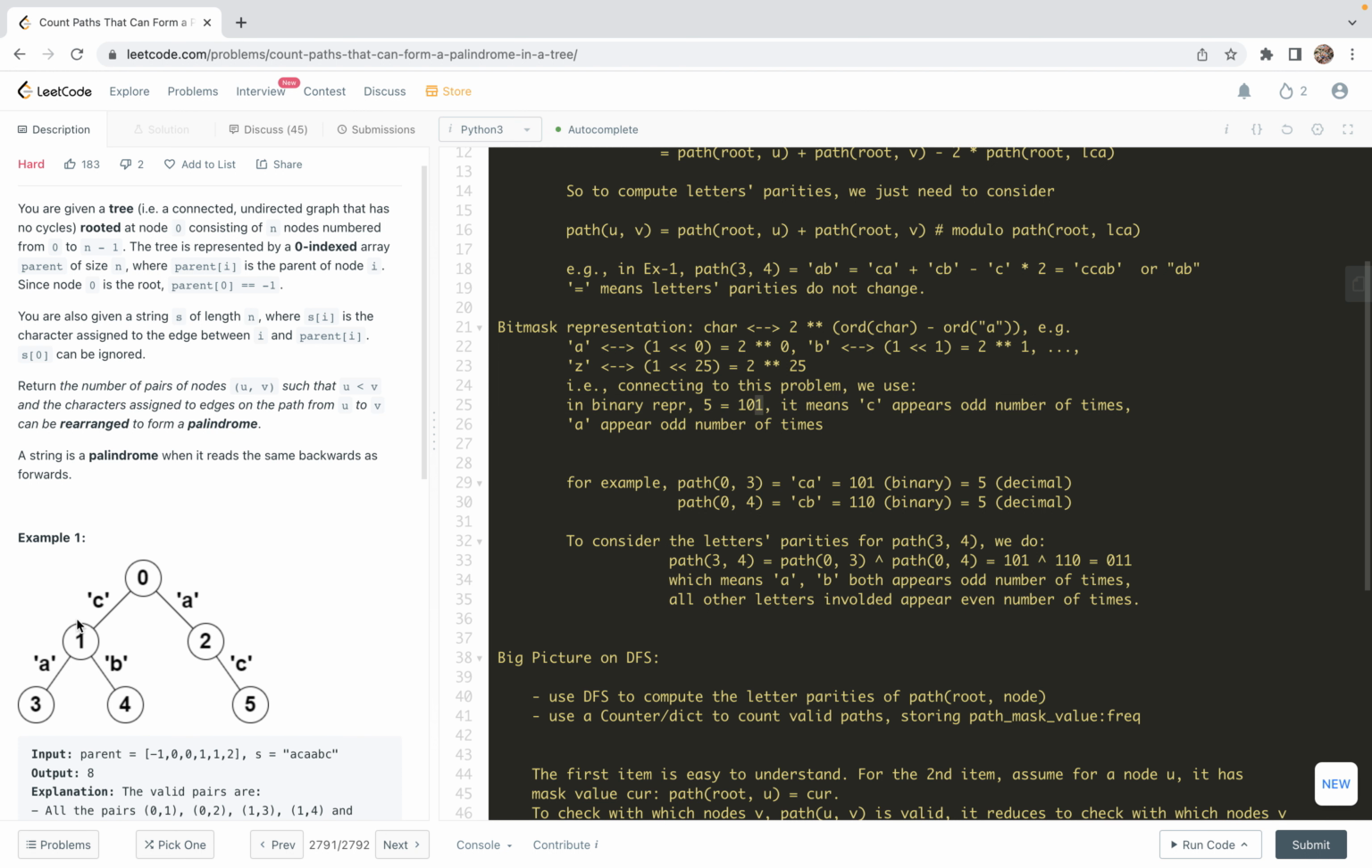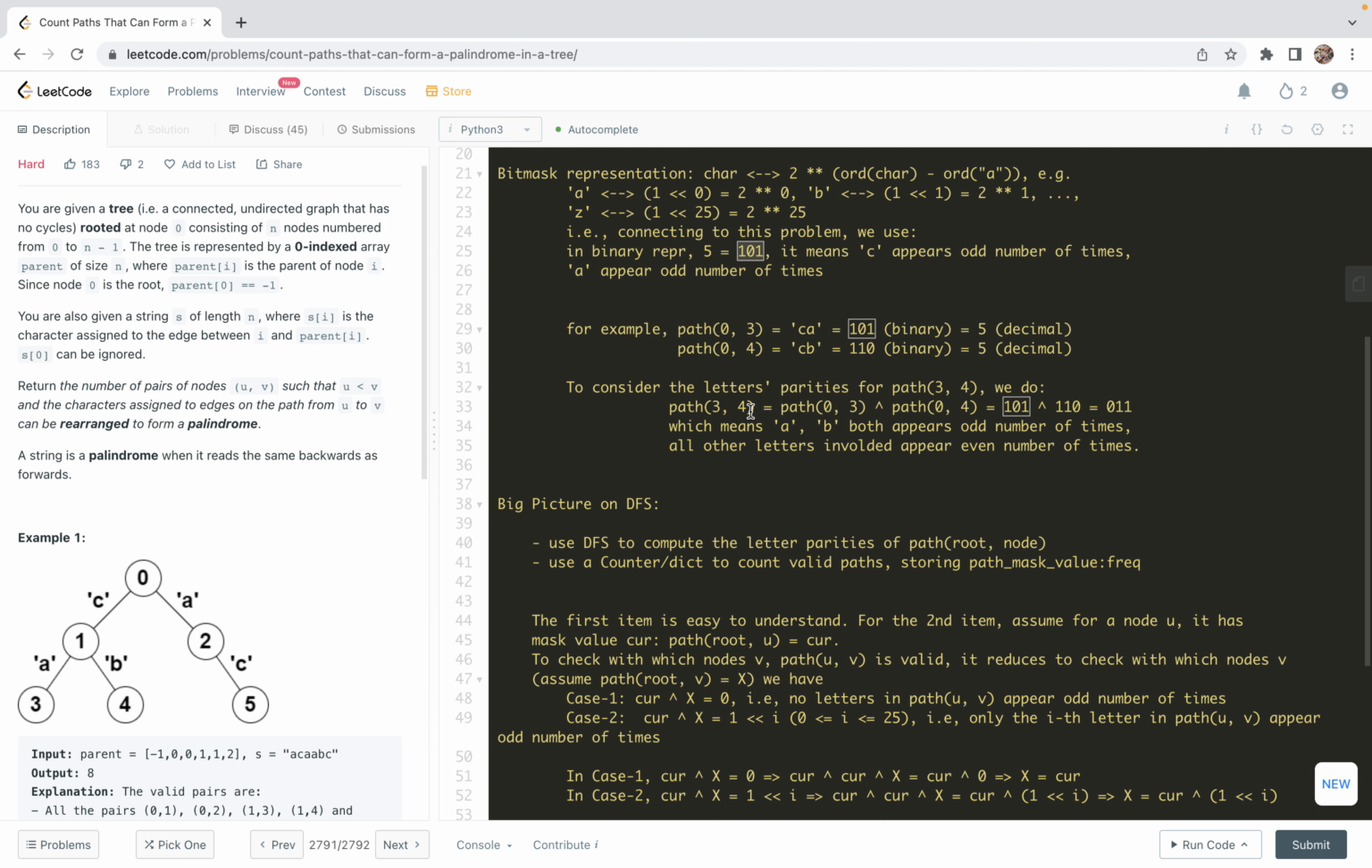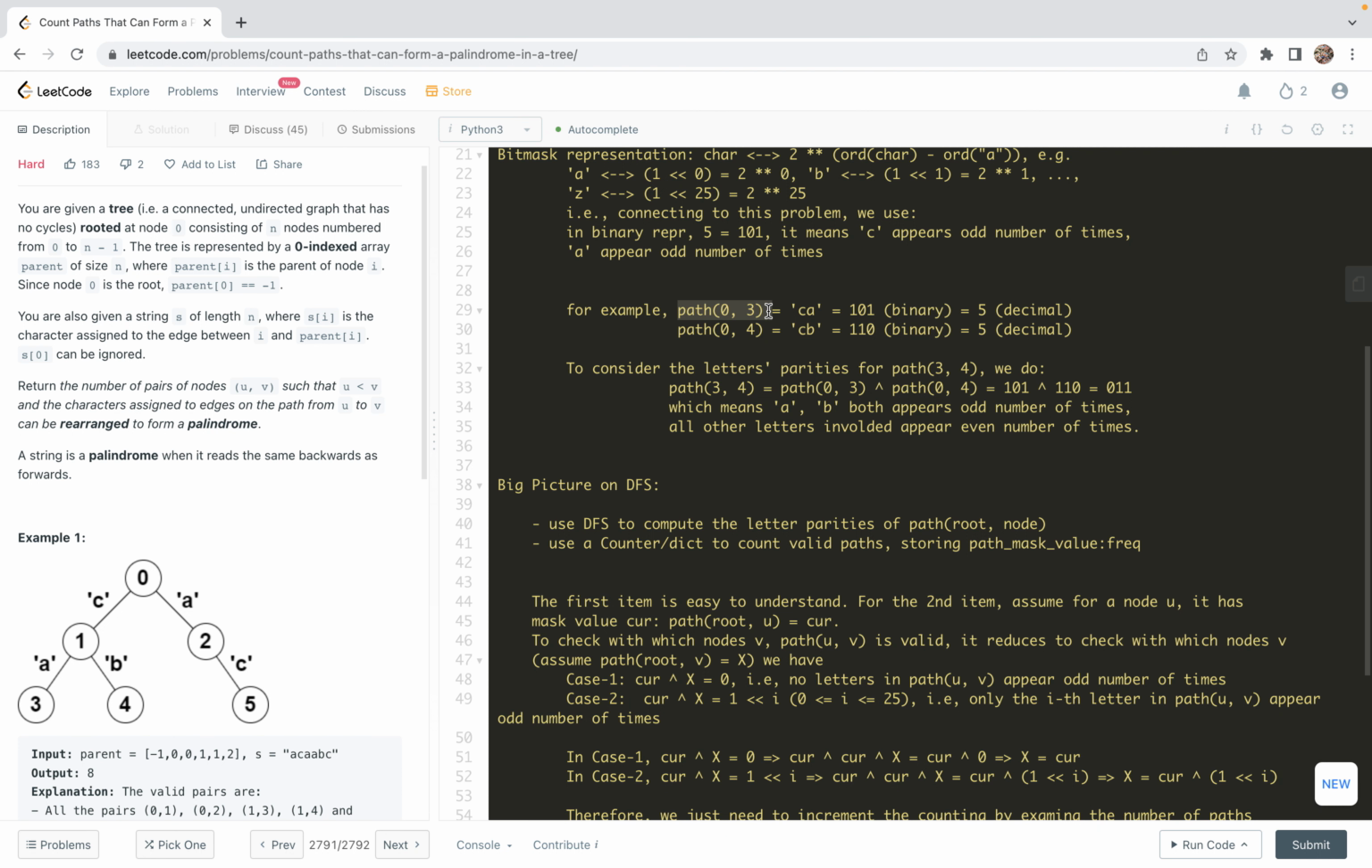For example, this path from 0 to 3 is corresponding to CA, right? CA and AC are the same, right? So both correspond to 1, 0, 1. So this is the example. So path 3, this is the 1, 0, 1, corresponding to 5, and the path 0 to 4. This is CB, right? So CB is 1, 1, 0. So it's corresponding to 6 in decimal, right?